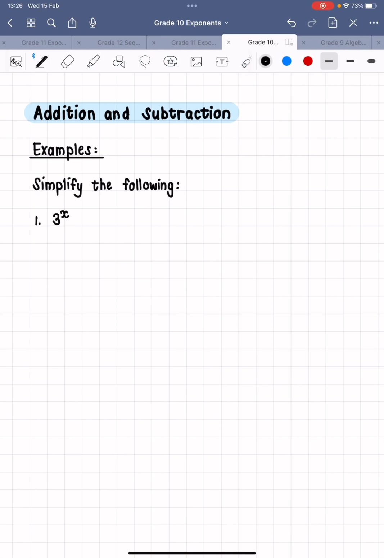This is a fraction. I'm just writing it over two lines. So we're starting with 3 to the power of x plus 2 times 3 to the power of x, and that is all over 3 times 3 to the x minus 3 to the x.